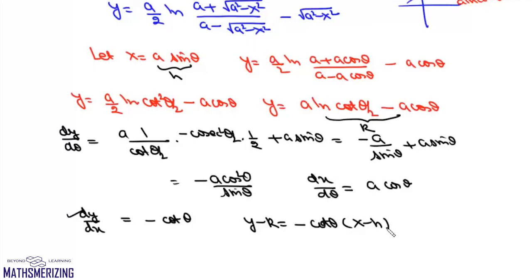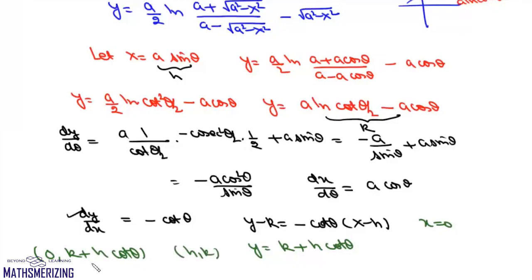Now we need to find the point of intersection with the y-axis. For the y-axis, we'll put x as 0, and if we put x as 0, we'll get y as k plus h cot theta. So the point of intersection with the y-axis is (0, k plus h cot theta), and the point of tangency is (h, k).